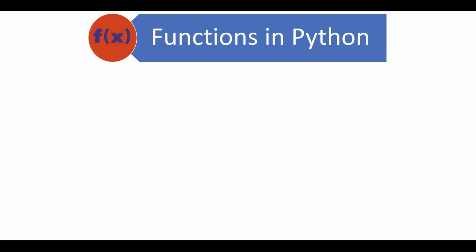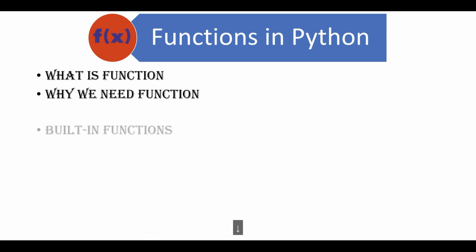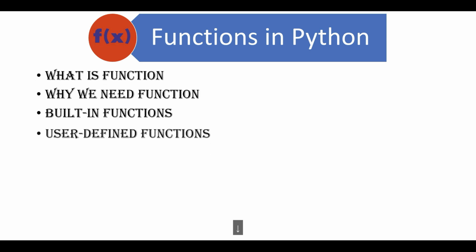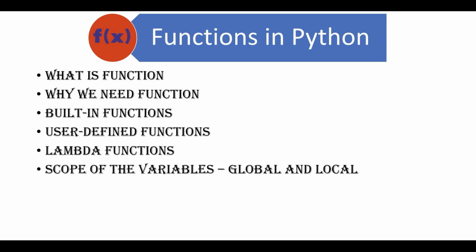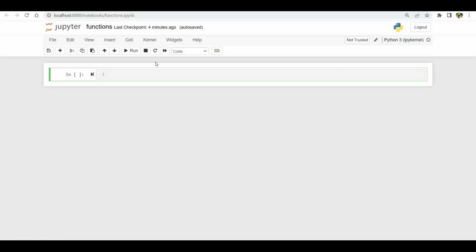And by the end of this video, you will learn what a function is, why we need functions, built-in functions, user-defined functions, lambda functions, and also the scope of variables in terms of functions, that is global and local variables. What are those? So let's start. So what is a function? A function is basically a block of code which will run only when it is called.